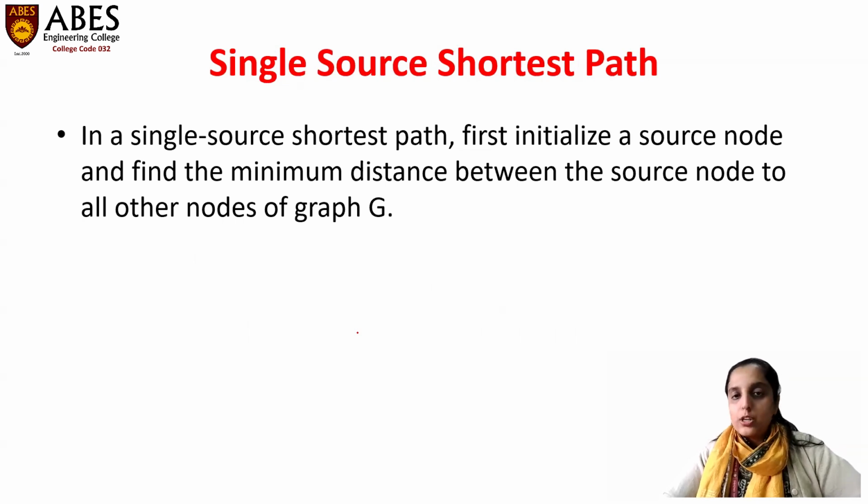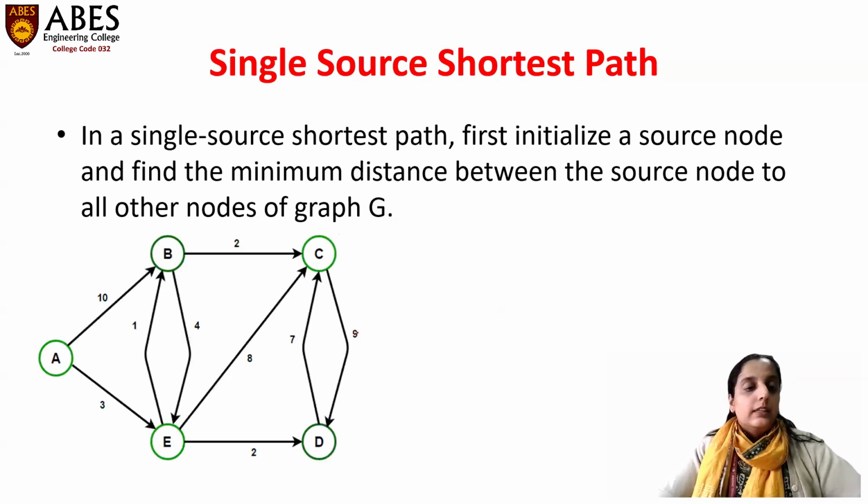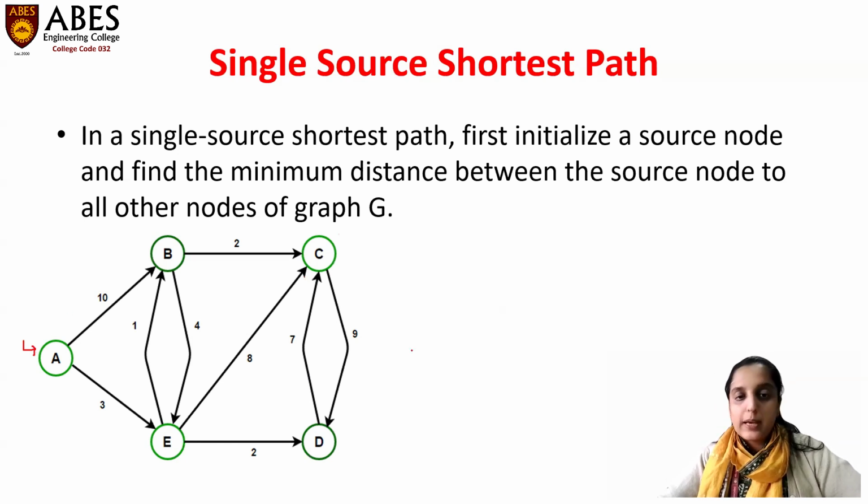Okay, so in single source shortest path problem, first we're going to initialize our source node, and after that, taking that particular source node, we're going to calculate the shortest distance from that source node to every other destination node. For example, if my source node is A, I need to calculate the distance of A from every other node. For example, I want to calculate the distance between A and B.